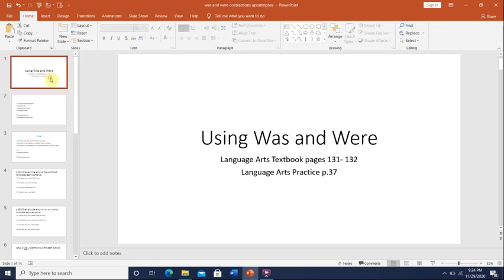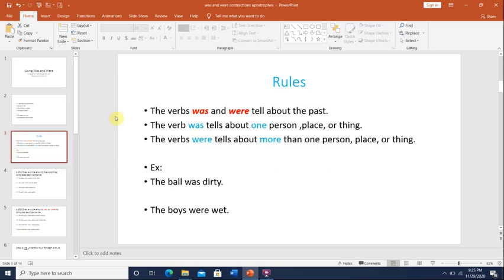Today, we will learn how to use was and were. So when do we use was and were? Was and were are like is and are, but when do we use them? We use them in the past tense. So the verbs was and were are used in the past tense when something already happened. Instead of using is, we will use was. The verb was tells about one person, place, or thing. So if I want to tell about one person or place or thing, but in the past, I use was.